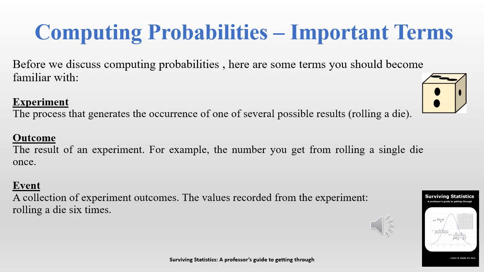As we progress with probability, we're going to be doing some math. We're going to be computing probabilities based on multiple things happening. There are a few terms that we have to go over before we actually get into the math. Let's go over a couple of these. We talked about already an experiment. An experiment is the process that generates the occurrence, like rolling a die or flipping a coin. The outcome is the result of the experiment: again, a head, a tail, a 1, a 2, a 3 from rolling a die. An event is a collection of experiment outcomes. So for example, my event might be tossing a coin 6 times.